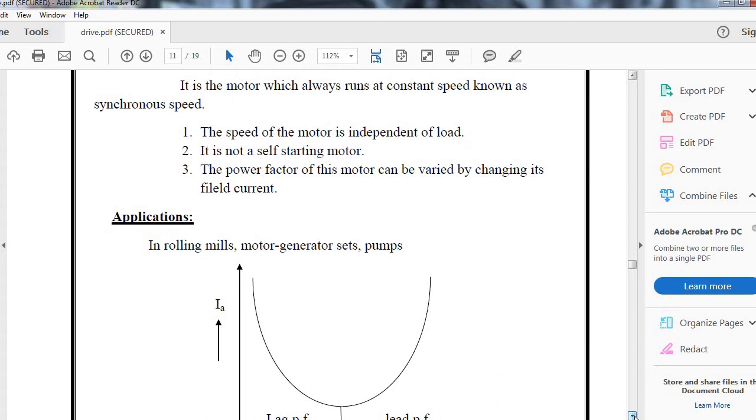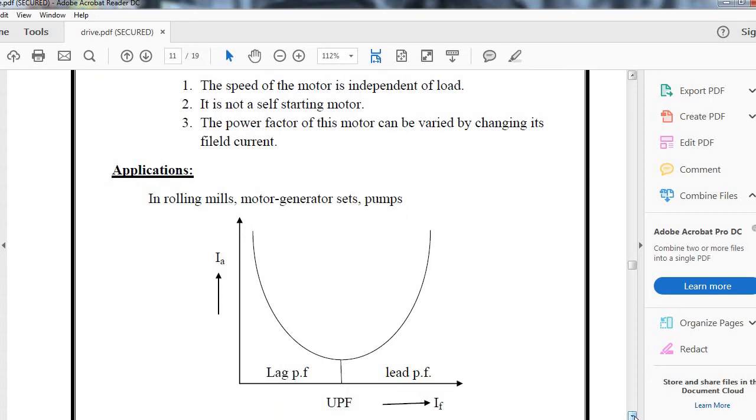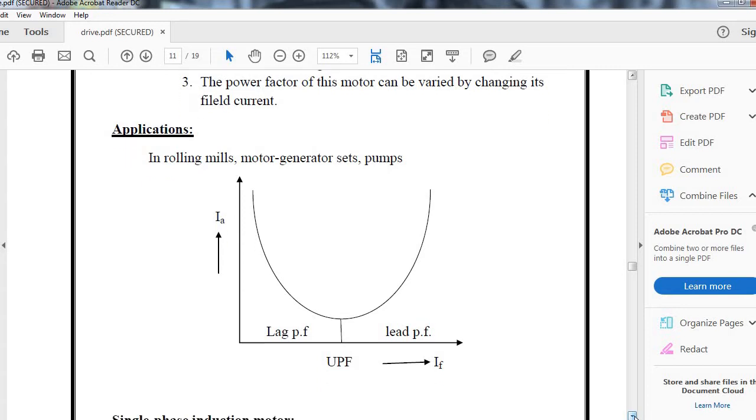The curve of armature current against field current for the AC synchronous motor is as shown below, where we can see that for lagging power factor it follows an inverse curve, that is, as the field current increases, armature current decreases. For leading, it is the reverse, that is as the field current increases, the armature current also increases.